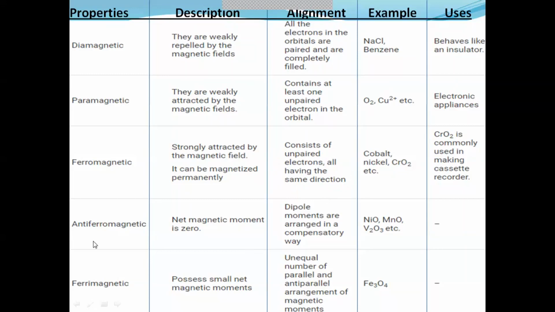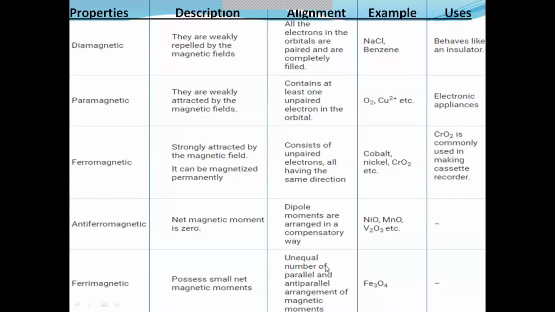Antiferromagnetic substances. Dipole moments are arranged in a compensatory way. Compensatory way in the sense, one domain in the upward direction, the next domain in the downward direction. If such an arrangement is seen, then it is said to be an antiferromagnetic substance. Because of the compensatory arrangement of dipole moments, the net magnetic moment is zero. Examples are oxides of nickel, manganese, vanadium, etc.